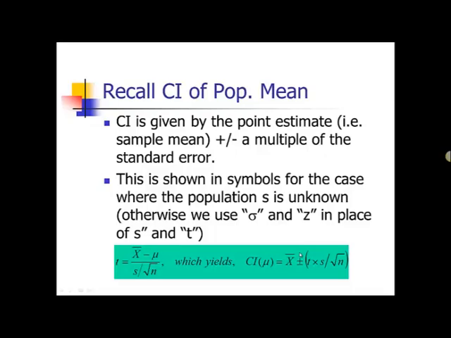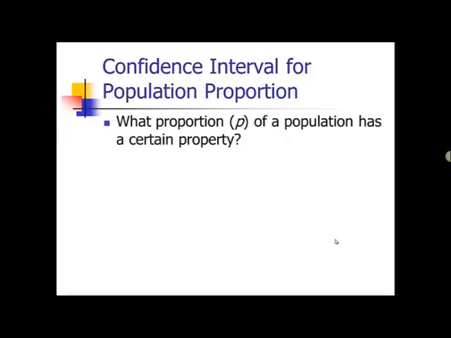That confidence interval was going to be x bar plus or minus t times s over the square root of n. Now, in the case of a population proportion, we want to estimate the population proportion. Same idea. We have a point estimate plus or minus some multiple of the standard error. The question is, what's our point estimate, what's our multiple, and what's our standard error? Well, think of it this way.